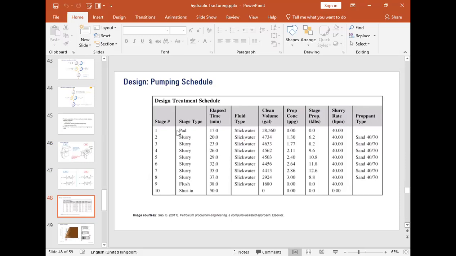So we start with the pad stage, we go to the slurry stage, we go to the flush stage, and then we go to our shut-in. So these are basically the steps in our pumping activity.